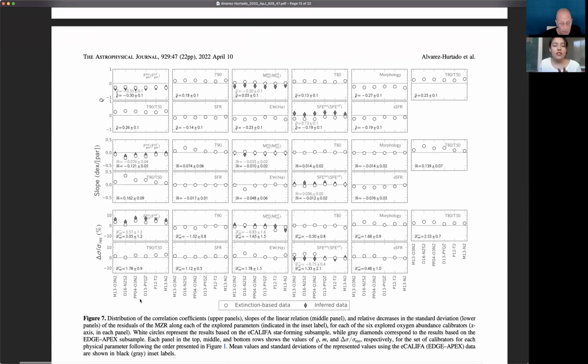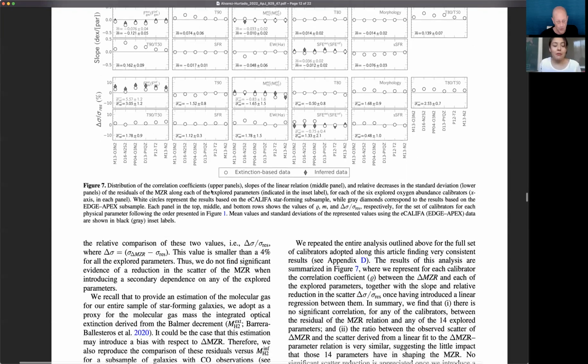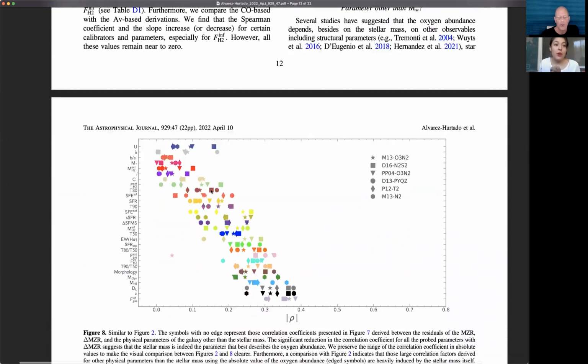This figure is very crowded, but in summary, all correlations with the residuals are weak, even for those parameters such as the star formation rate or those related with the cold gas component, such as the molecular gas fraction, both inferred directly from EDGE-CALIFA data or derived using extinction-based data. But figure 8 gives us a clear image of what's happening.